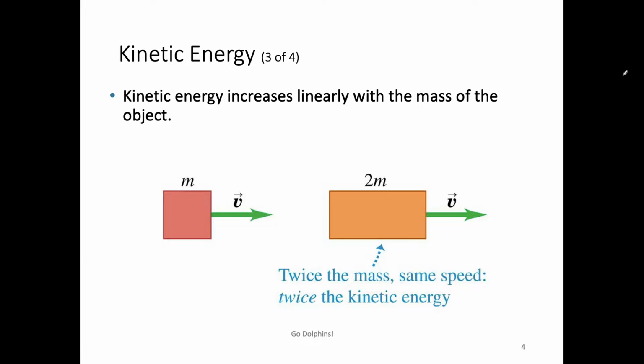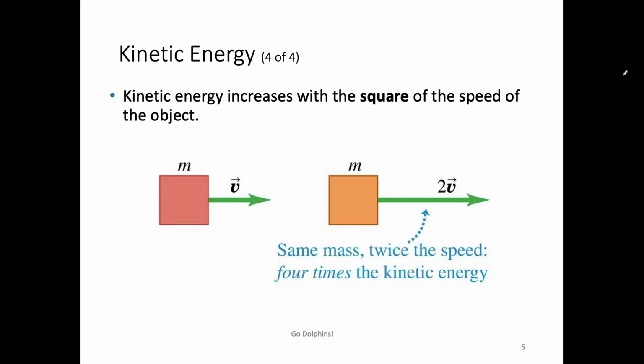Now if you double the mass of the object, keep the velocity the same, you double the kinetic energy. It's 1/2 mv squared. On the other hand, if you keep the mass of the object the same and you double the speed, because kinetic energy goes like v squared, the kinetic energy is going to be increased by 4 times rather than double.